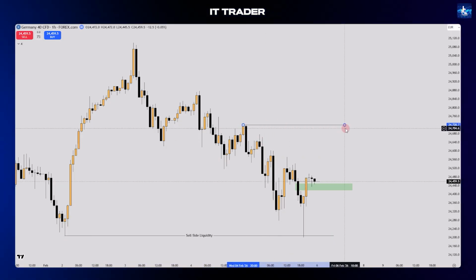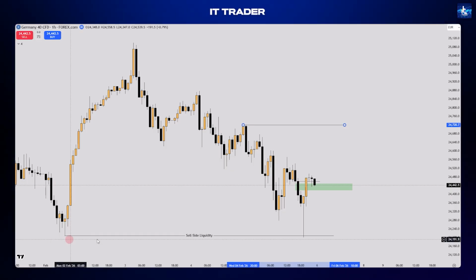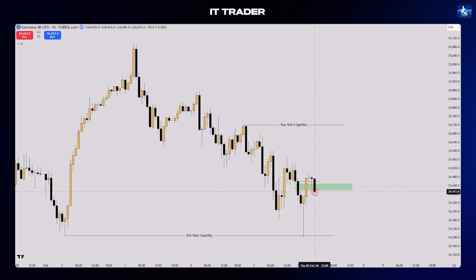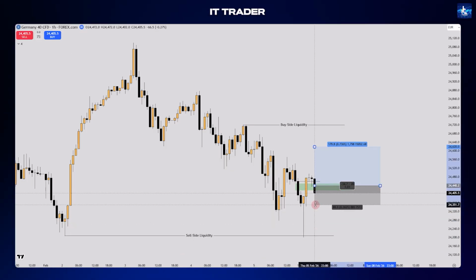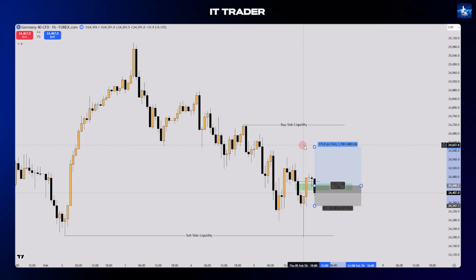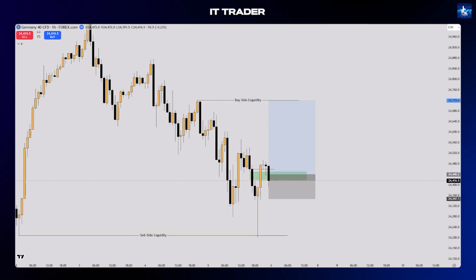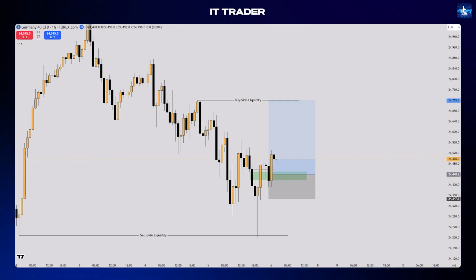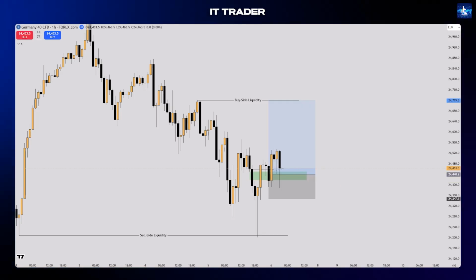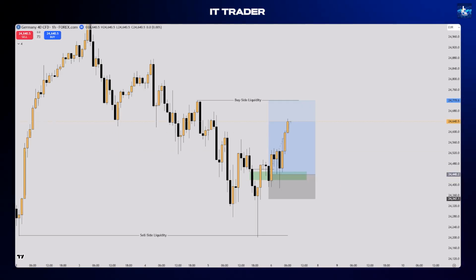The inversion fair value gap is one of the simplest and at the same time most effective models in the smart money concept. But seeing it on a chart is not enough. This model has clear conditions under which it really becomes strong. In this video, I'll analyze how to trade it correctly, what factors strengthen the model, and why in certain situations it gives a clear continuation of the movement.